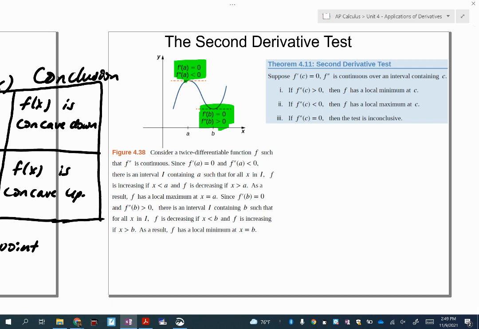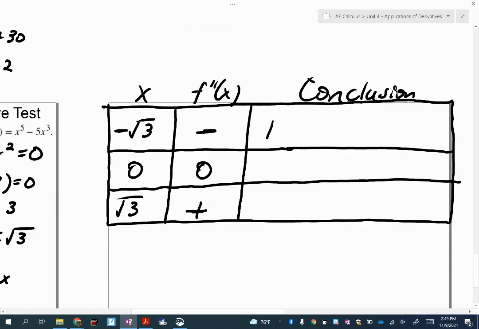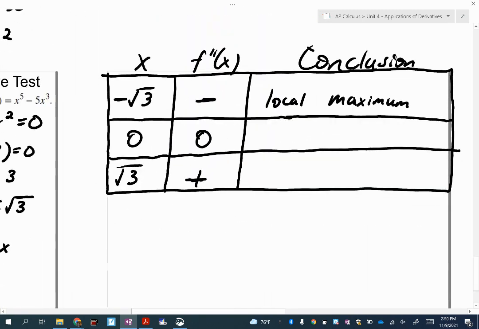And if your second derivative at that value is less than 0, then you have a local maximum. So that would be happening in my first one here, right? So this is my local maximum value. And then the second one here, if the value when you plug it into the second derivative is greater than 0, or positive, that is your local minimum. So this is my local minimum.